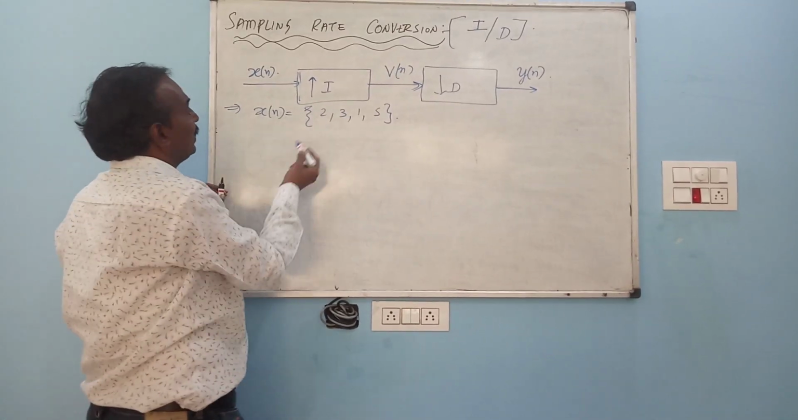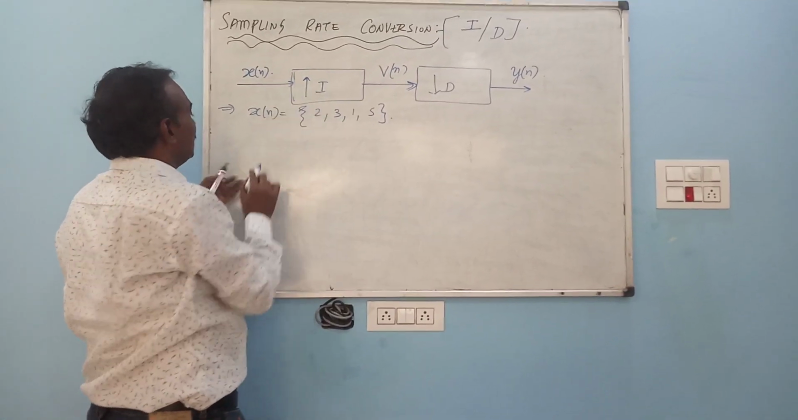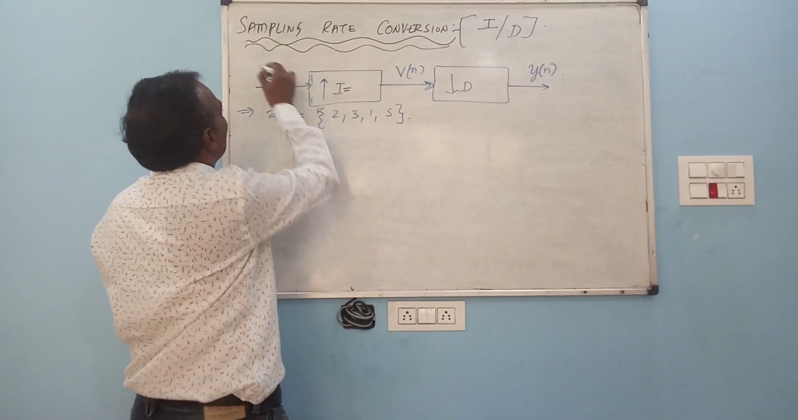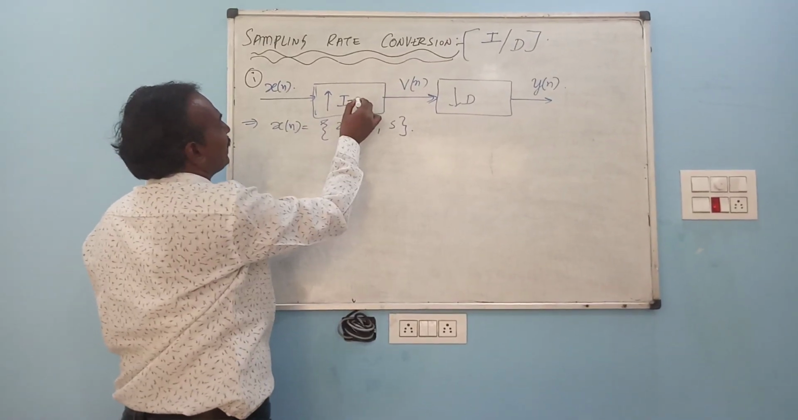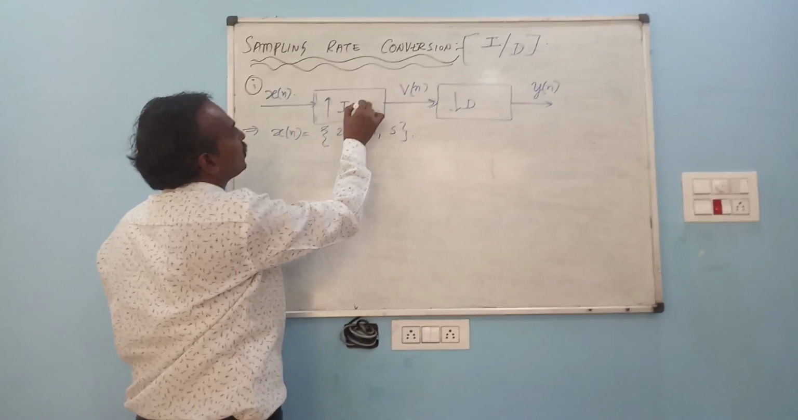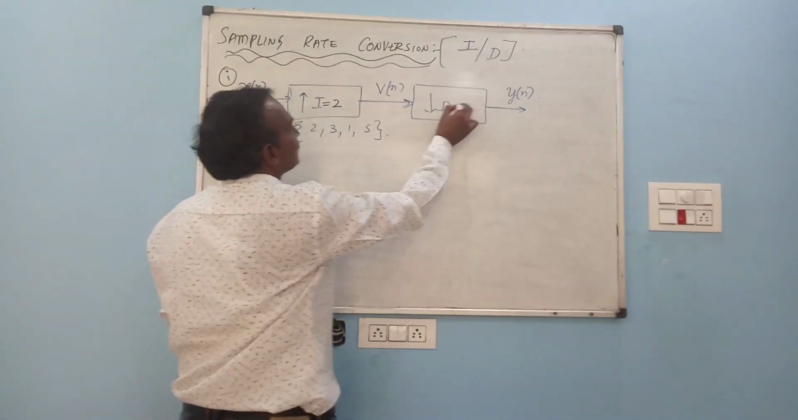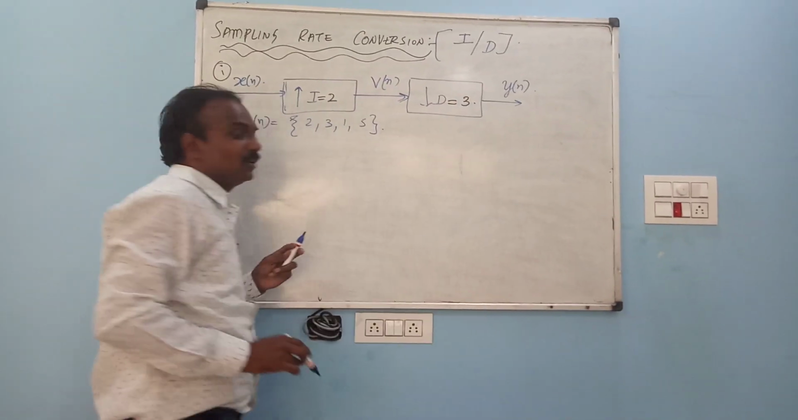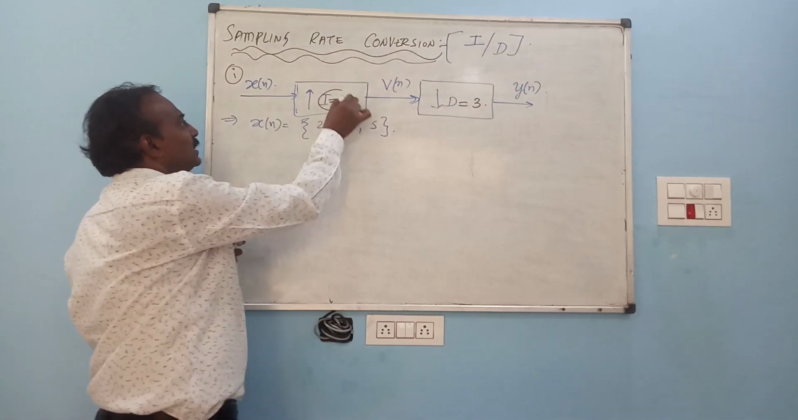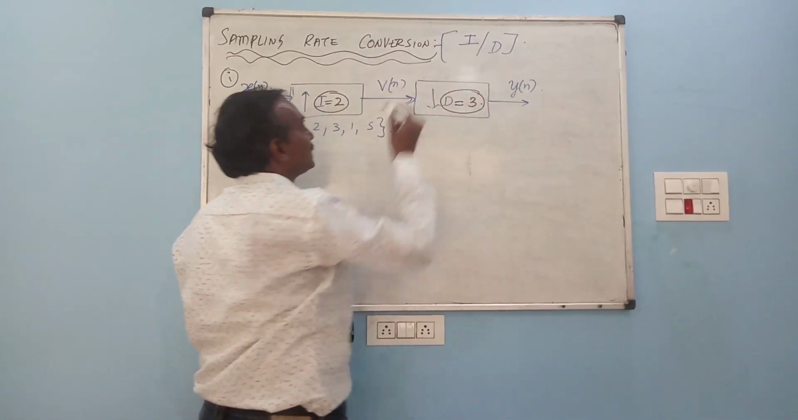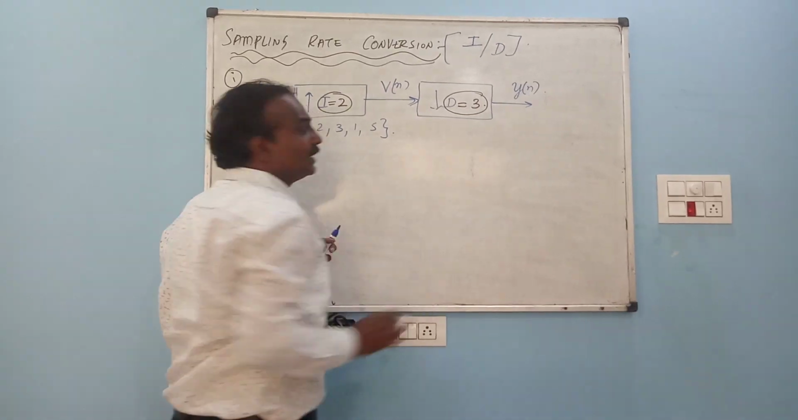For example, let us see x of n is equal to 2, 3, 1, 5. Convert the given signal by upsampling. Let us assume the upsampling factor I is equal to 2 and the downsampling factor D is equal to 3. So the upsampling factor is 2 and the downsampling factor is 3. I want to find what is y of n.